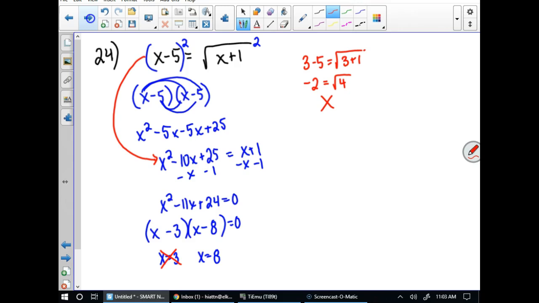Sometimes both of them are extraneous. Usually it's one or the other, but sometimes they're both extraneous. So 8 minus 5 equals the square root of 8 plus 1. So that's going to give you 3 equals the square root of 9, and that is a true statement, so 8 is your answer.